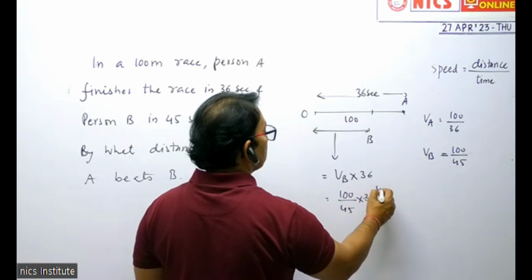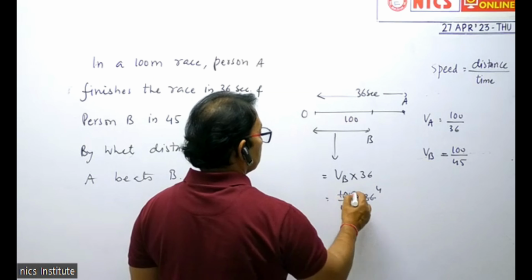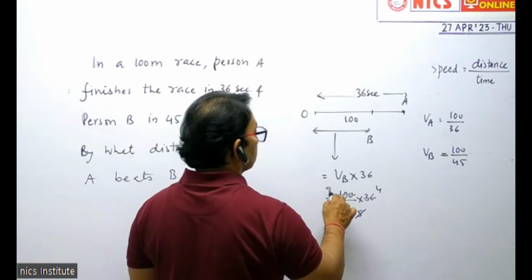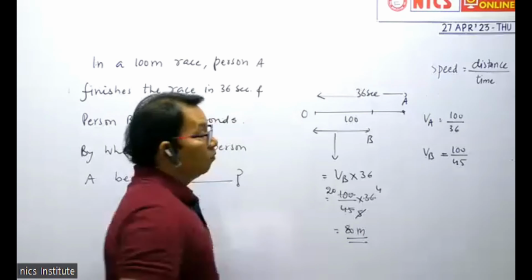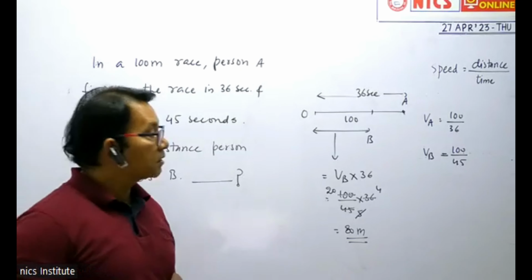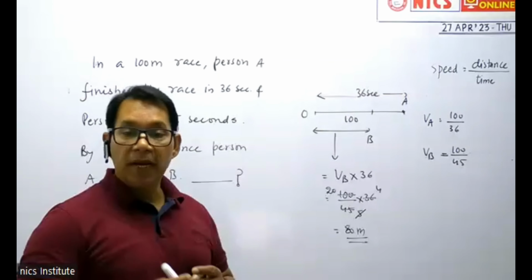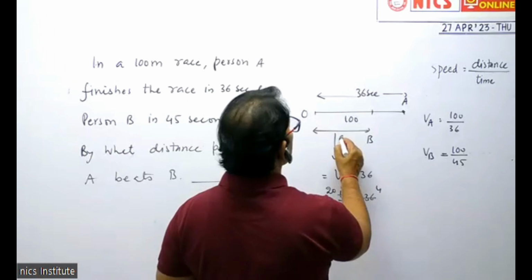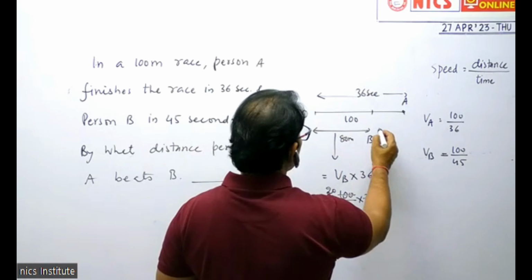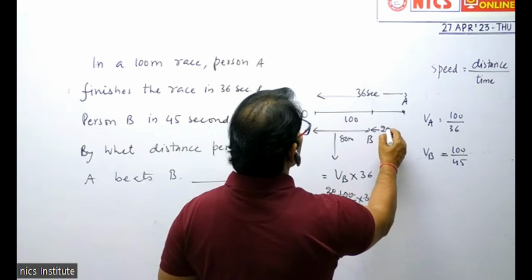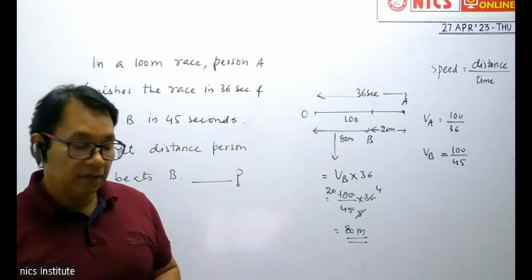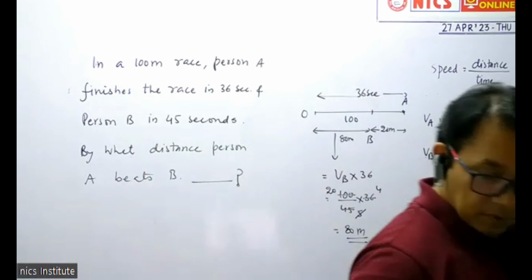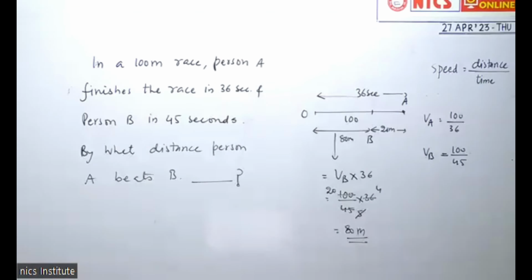Perfect. It is 80 meters. So in 36 seconds, B would travel only 80 meters. When A has finished the race, person B is 20 meters behind. So the answer is 20 meters, because B will be 20 meters behind the first person. Yes, sir. So the answer would be 20 meters.